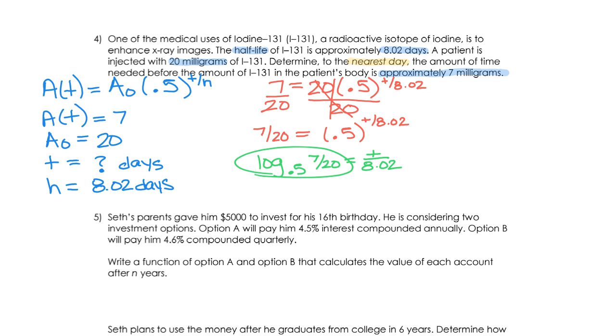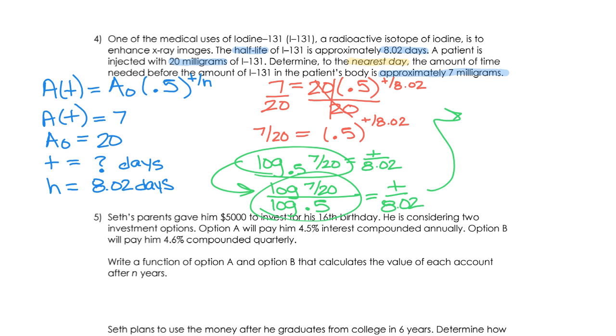Okay. Why that helps is that this can be put in our calculator as long as we change it into a log divided by a log problem. On the top log will be 7 divided by 20, and on the bottom is our base, which is 0.5. All right, so we'll type this left-hand side in. And when we are finished, we will get 1.5145... equal to T divided by 8.02.